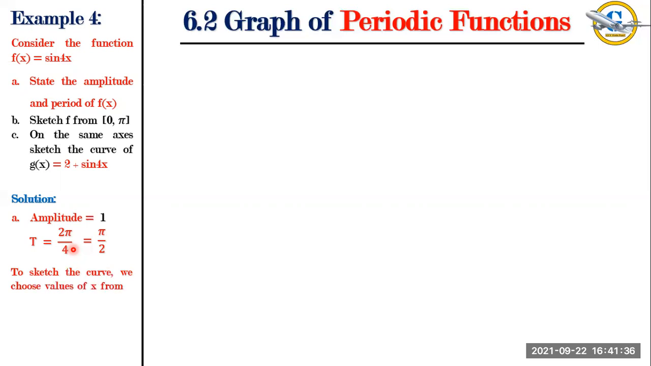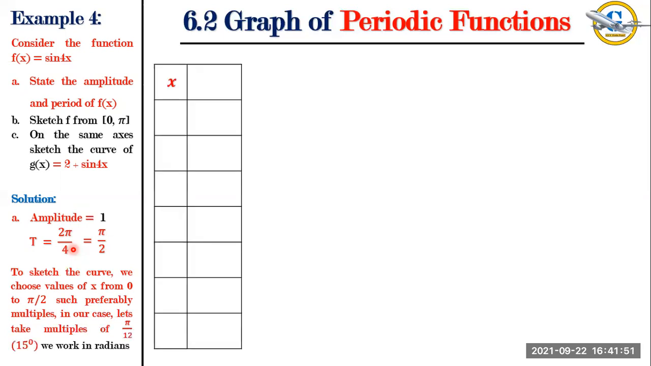Let's sketch so that you have about 5 or 6 values or more. 5, 6, 7, 8 values are okay. So if you take multiples of 15 degrees, for example, up to 90, you can have 6 or 7 values, right? And that would be very good. So we can have x, we take multiples of 15 degrees. 15 degrees in radians is pi on 12.